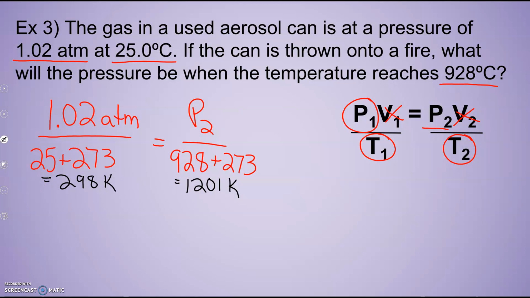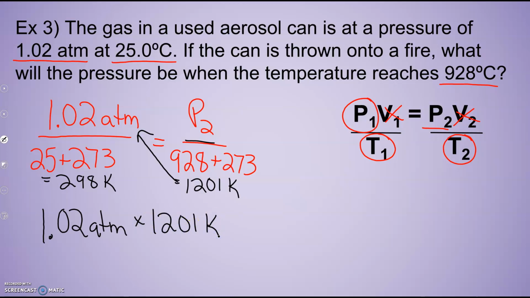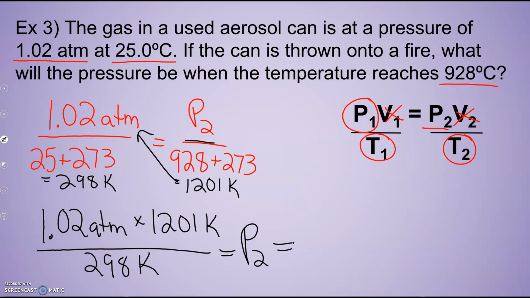All right, so if we're just looking for P2, we want to isolate it. So the easiest thing to do is to cross multiply your temperature over here. So ultimately, you're going to have 1.02 atmospheres multiplied by 1201 Kelvin, and that's still divided by 298 Kelvin. P2. And that comes out to 4.11 atmospheres.